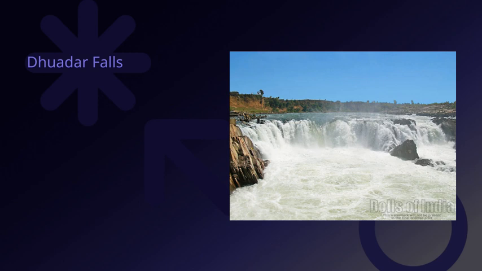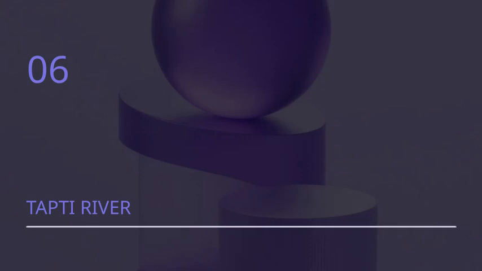Experiencing Deodar Falls firsthand offers a deeper connection to the landscape and underscores the importance of protecting these precious sites for future generations. Let's take a closer look at the Tapti River. This river is a significant waterway in India, flowing through the states of Madhya Pradesh, Maharashtra, and Gujarat. It plays a crucial role in supporting agriculture, providing water for communities, and even generating hydroelectric power.